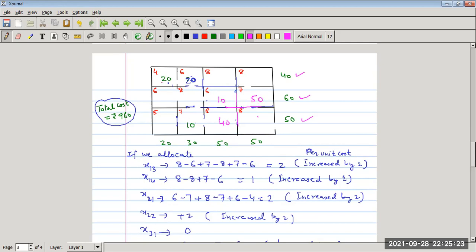So now we can check. The number of allocations are 1, 2, 3, 4, 5, 6. So m plus n minus 1. It is a basic feasible solution. Now we have to check the cost. Now the cost in this case.